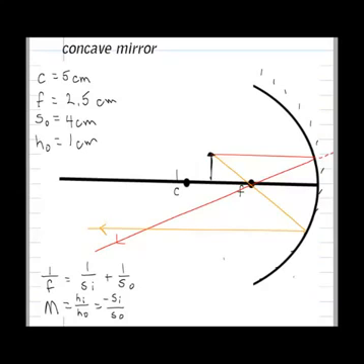The third ray that we know about goes in line with the center of curvature. It goes off the object, hits the mirror, and it will be reflected exactly back and through the center of curvature and off at this point.